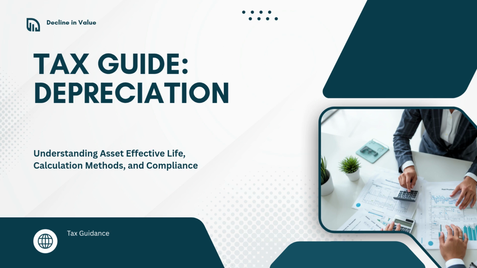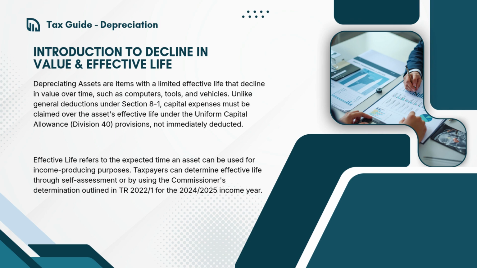While standard recurring expenses are deductible immediately under Section 8(1), capital assets that provide long-term benefits, like motor vehicles or computers, must be depreciated over time under the Uniform Capital Allowance System, or UCA. A depreciating asset is simply one with a limited effective life that loses value as it is used.